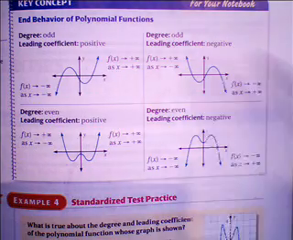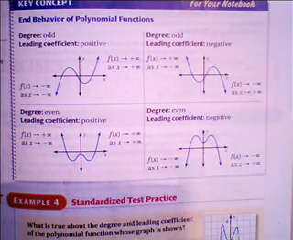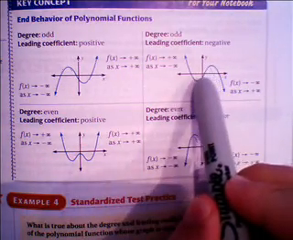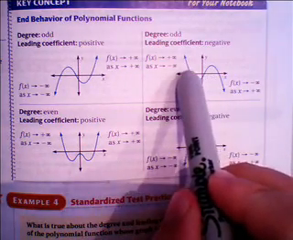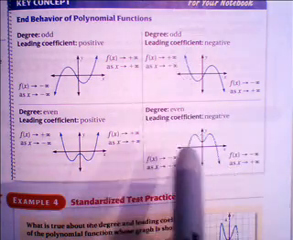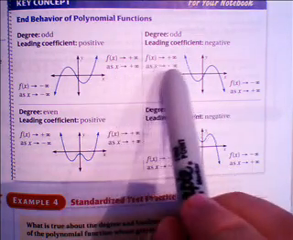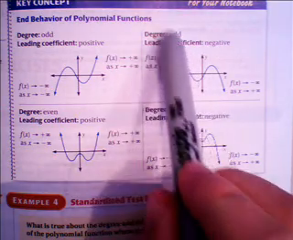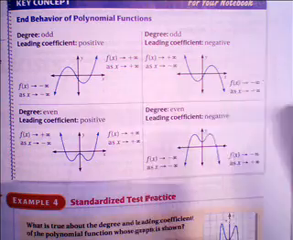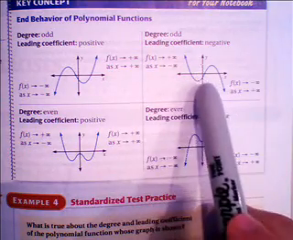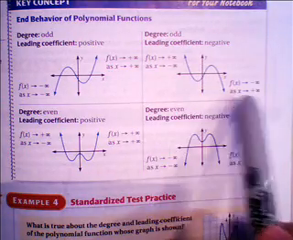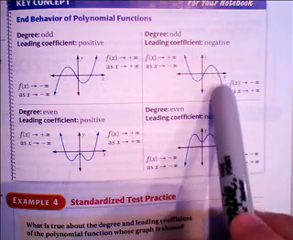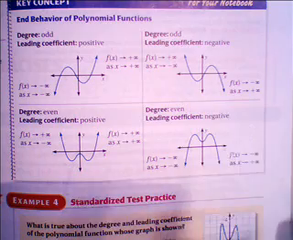Okay? If the degree is odd and my leading coefficient is negative, this time, same thing, but as x goes to negative infinity, my graph is going to positive infinity. So as x gets very, very small, my graph is getting very, very big. Okay, it's going up forever. On the other hand, as I go to the right, as x goes to positive infinity, my graph is going to be going down to negative infinity.